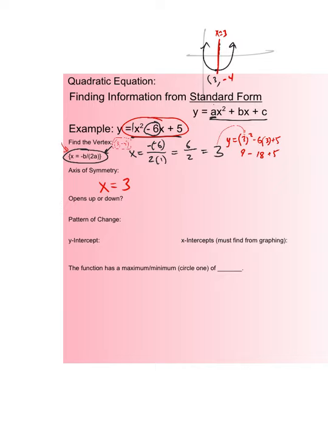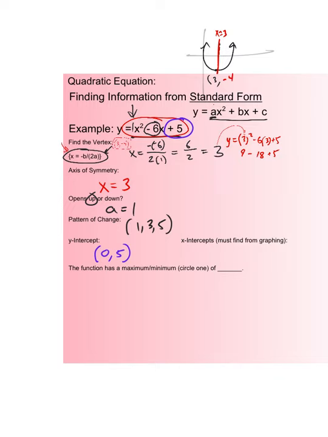This does open up, and again, it opens up because the a in this problem is actually 1, since it was just an x squared, which means since the a is 1, the pattern of change has to be a 1, 3, 5 pattern of change. The y-intercept, if you look at this equation, you can find the y-intercept quickly from the standard form. The y-intercept is just whatever's added on at the end. And again, we always write the y-intercept as a coordinate where the x is 0. Now the x-intercepts, we have to find from graphing. So we aren't going to jump into that right now.